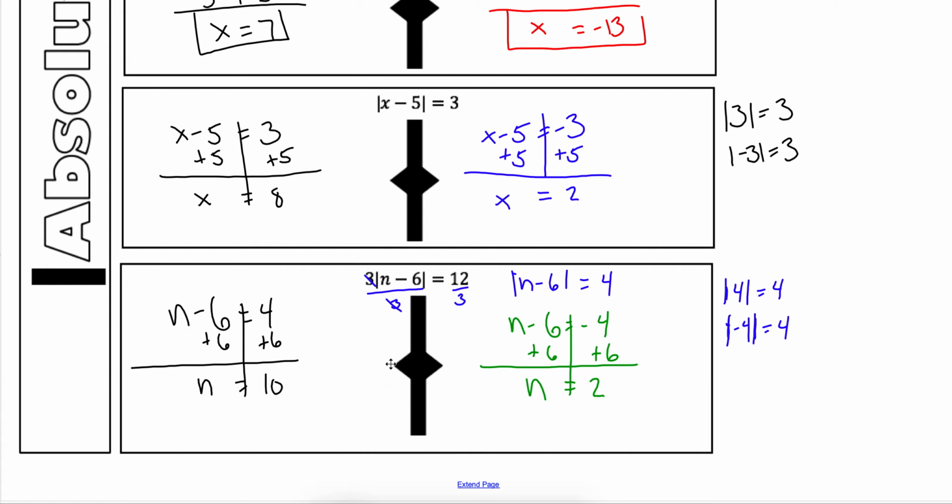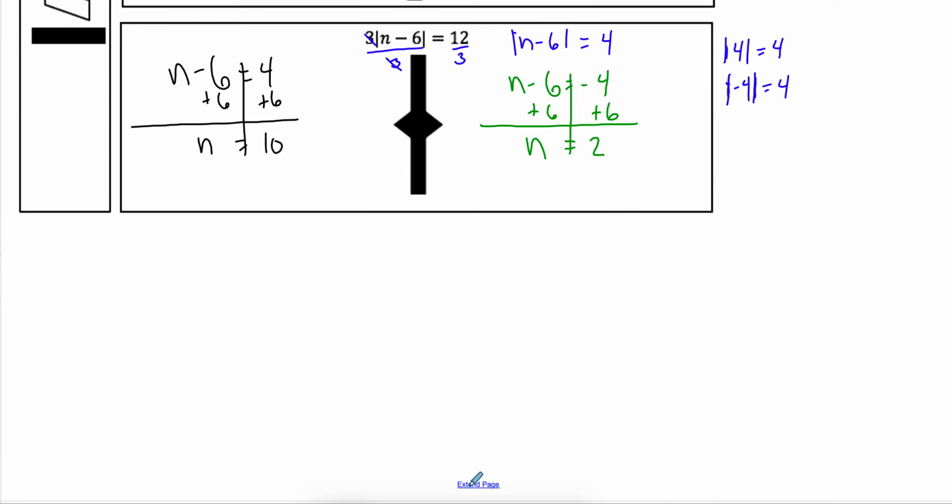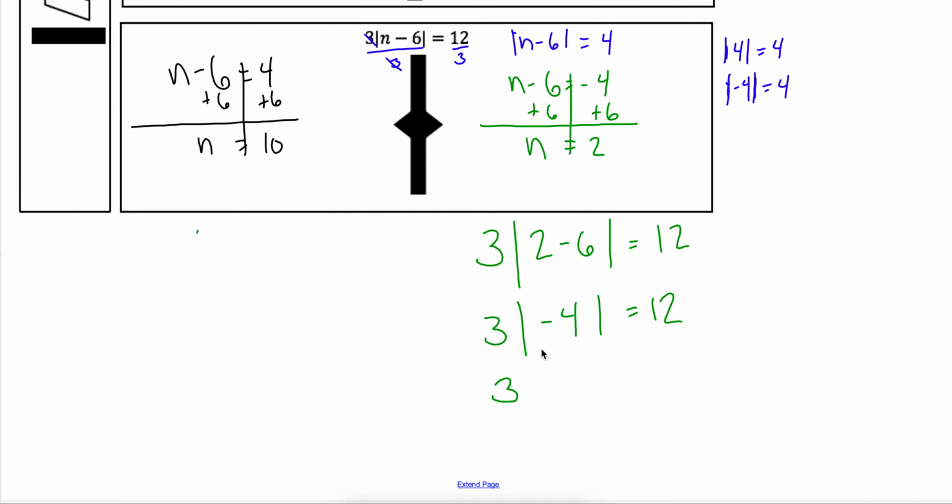Well, let's check it back in the original equation here. We have 3 times the absolute value of n minus 6 equals 12, and on this side n was 2. Well, we have to do inside the absolute value first. What's 2 minus 6? It's negative 4. The absolute value of negative 4 is positive 4, so 3 times 4 equals 12. Does 3 times 4 equal 12? 12 equals 12. Proves that it works.